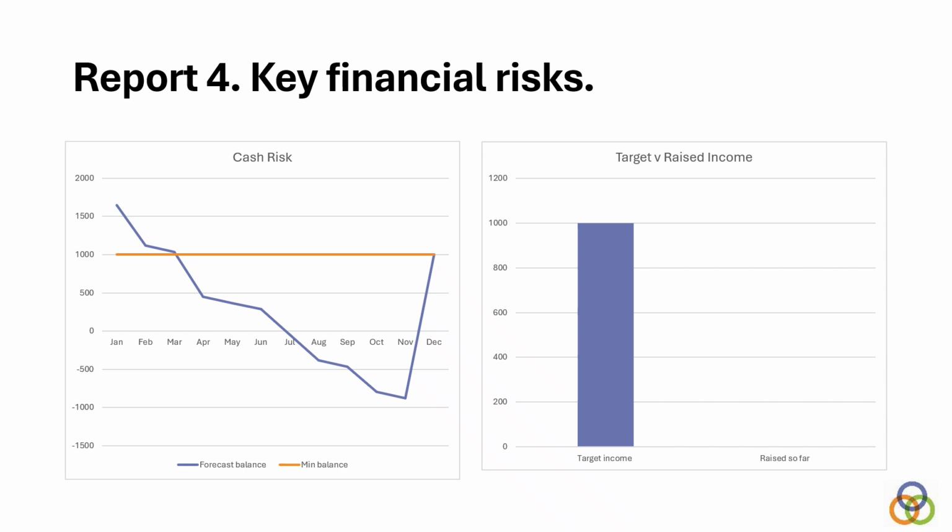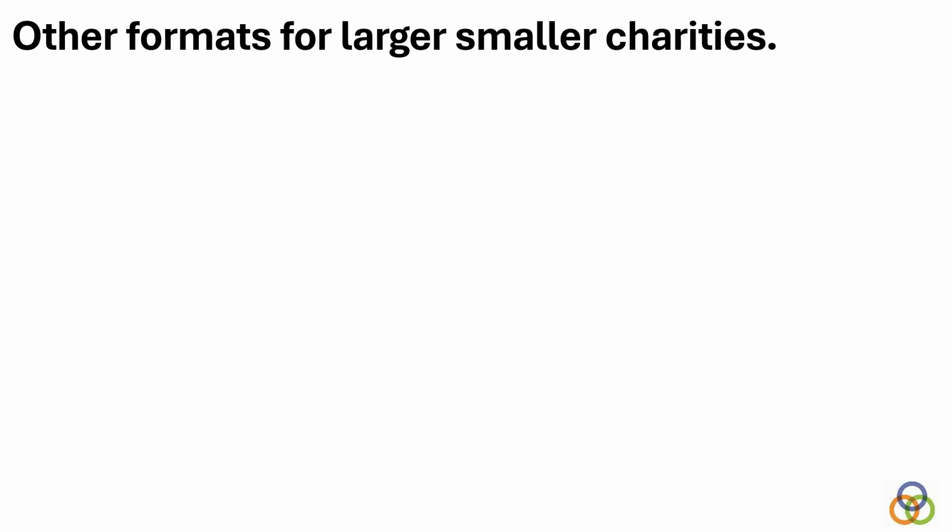The chart on the right, target versus raised income, shows the target income for the year, which in this small charity is £1,000, and how much has been raised. And so far none, but it's only month one. That's okay. If we still haven't got anything later in the year, we know when we need it to come in, because we're going to correct the cash flow forecast to make it work and bring the money in by then, and that's how we track it.